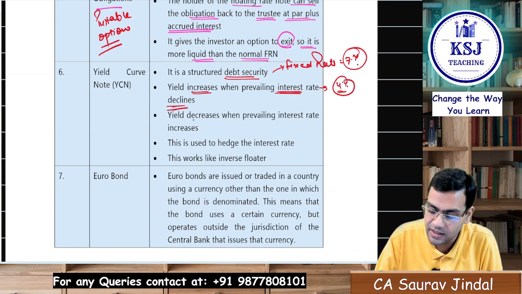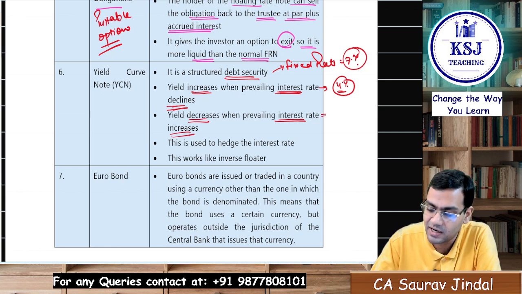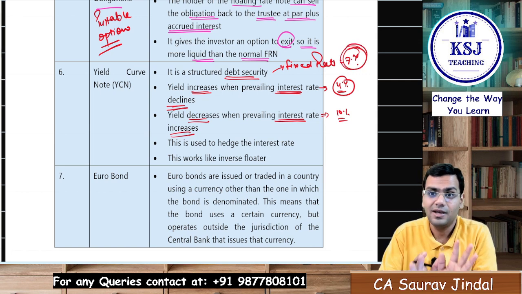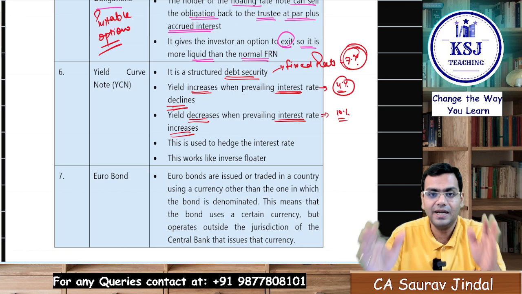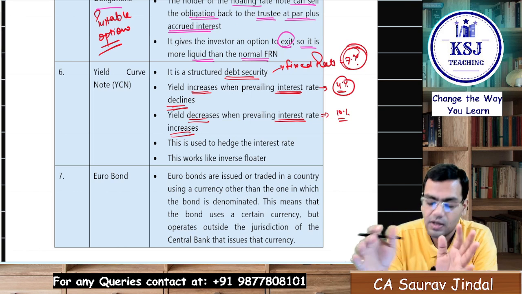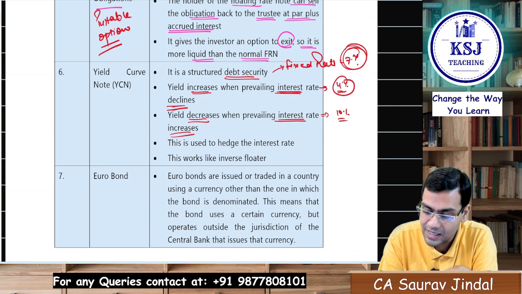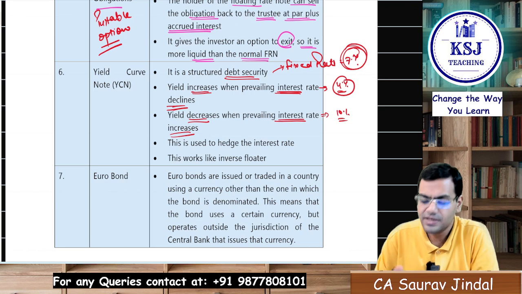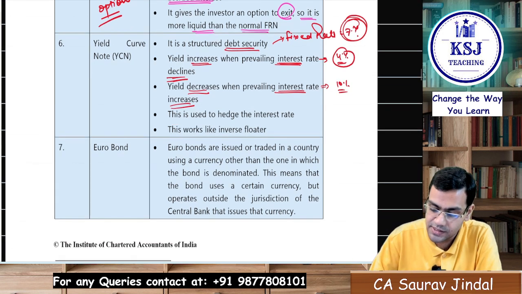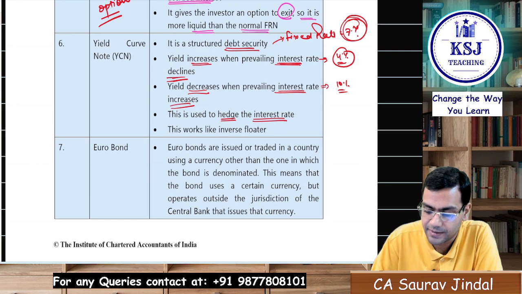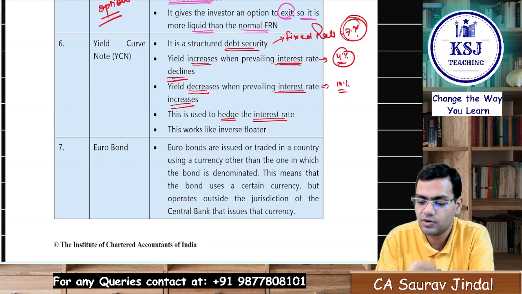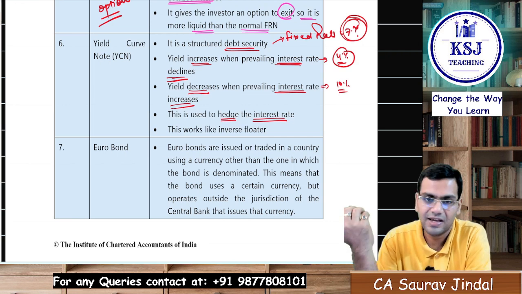right? And the yield decreases when the prevailing interest rate increases. Now, if the prevailing interest rate increases to 10%, you will still be getting 7%, because it is a structured debt in which everything is properly defined, structured, given. So in the second case, if the interest rate increases, your yield will decrease. Now yield means the return. This is used to hedge the interest rate, right? So if there are any losses that you might incur due to the fall in the interest rate, you are safeguarded against that. It is the hedging approach.